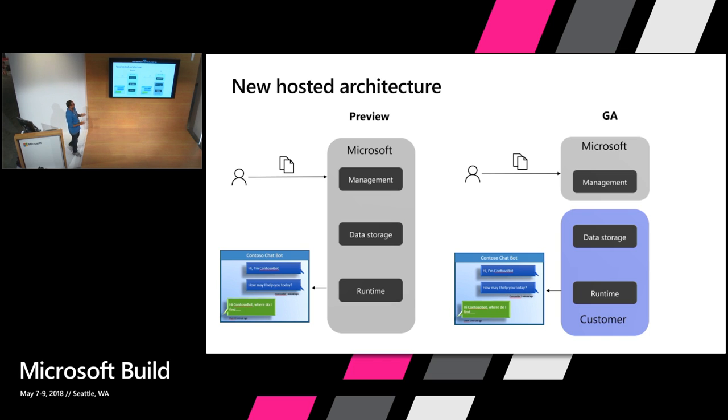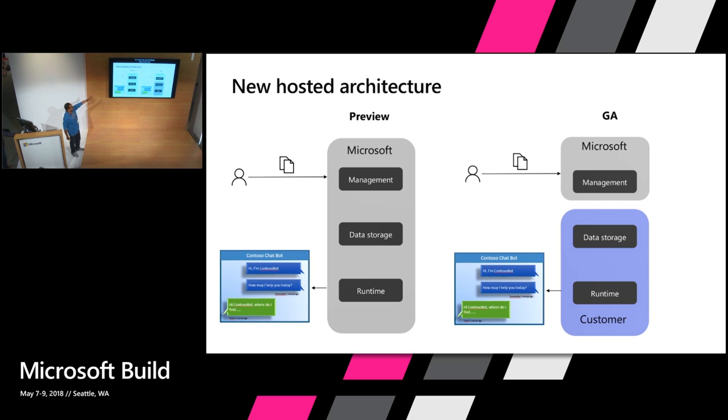OK, so for a minute, just look at the left side of the slide. That's what we have been previewing the service on over the last year. What that means is there are three major components of the service. There is a management stack. The management stack is the portal and the APIs where you do your CRUD operations, where you publish your knowledge base, you train your knowledge base, right? So that's the management stack. Then you have the data storage. That's the actual Q&As. And then you have the runtime, which actually has the ranking algorithm that does the matching and response to a question.